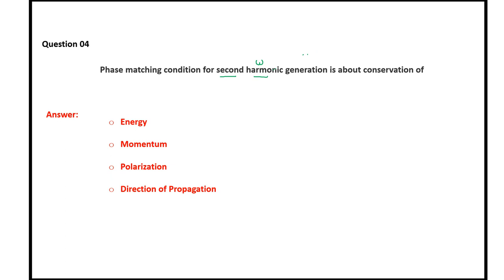First of all, let us see what is second harmonic generation. Second harmonic generation is a non-linear optical phenomenon. So what do you mean by a non-linear optical phenomenon? First, to learn non-linear, we need to learn what is a linear optical phenomenon, a linear optical response.